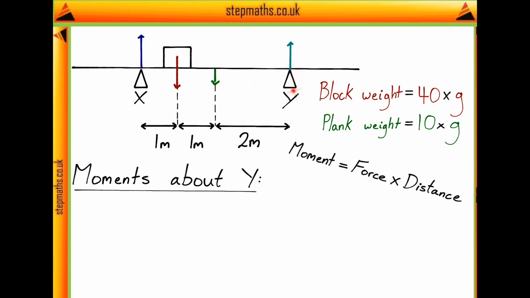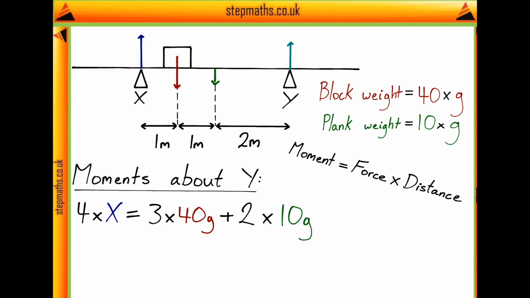Now, if you can't remember, the moment due to a force is equal to the force times the distance from the point you're taking moments about. So, if we're taking moments about Y, then the distance from the force at Y to Y is just going to be 0, so it won't have any moment at all. If we go ahead and look at the other moments, then we're going to have anti-clockwise moments due to the weight of the plank and due to the weight of the block. We're then going to have a clockwise moment due to the contact force at X.